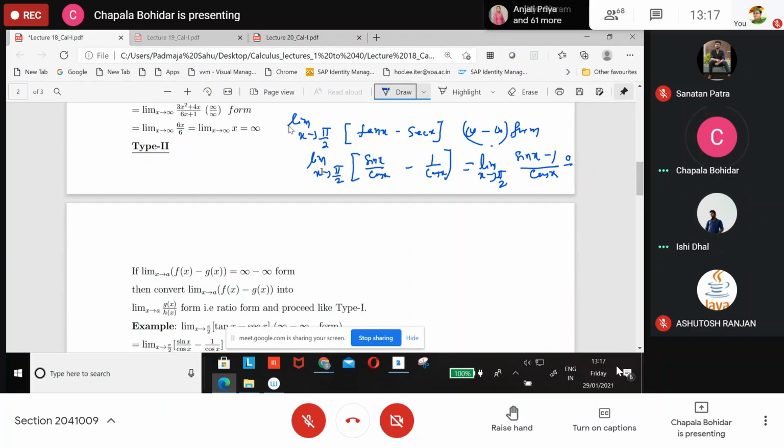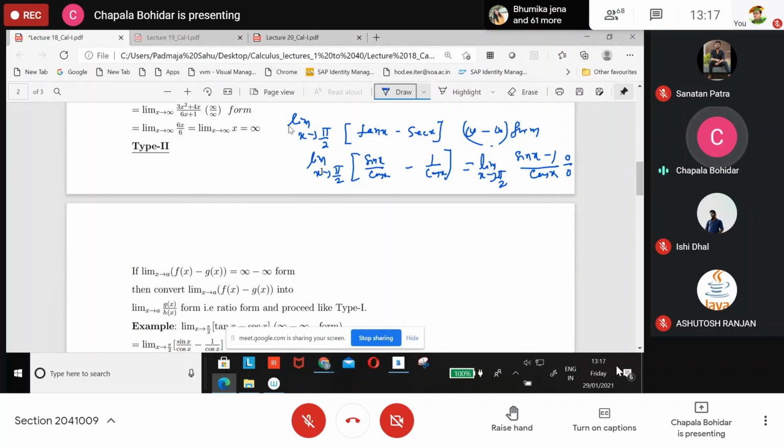Okay. Now you convert it to the 0 by 0 form, then you start differentiating, or any way you convert it. Ma'am, for every type we have to convert it into type 1? Not every time, if possible. Ma'am, if it can be solved directly in this form of infinity minus infinity, how can you solve? In this form we cannot solve. Okay, ma'am.